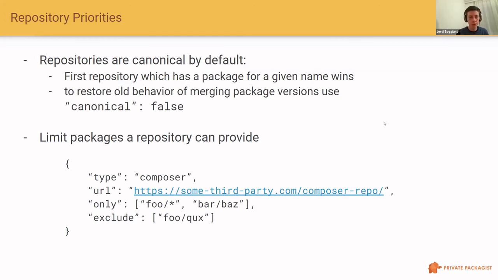If you want to change that, you can set this flag canonical false on the repository definition, or you can also specify exactly which packages you want from a given repository, or exclude some packages you don't want from a repository, and so on. So this lets you pick the packages you want.